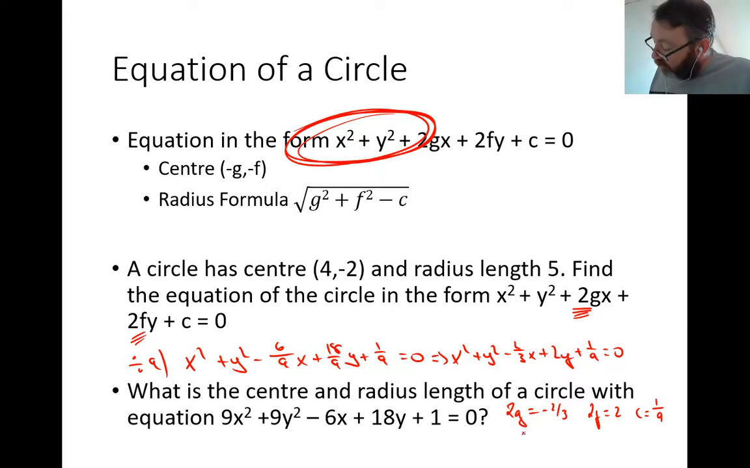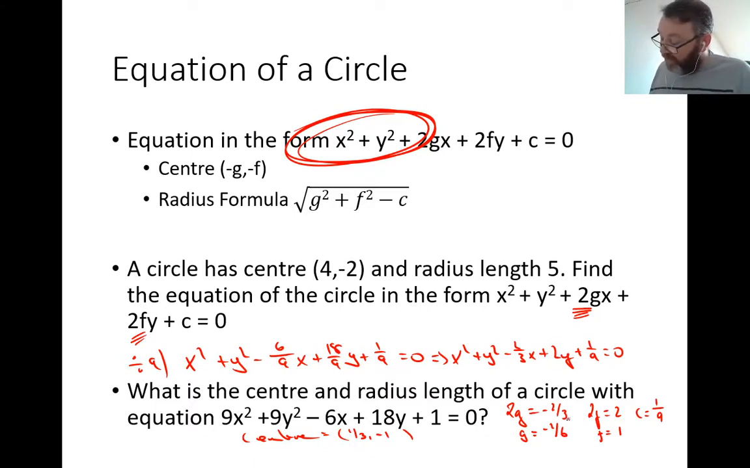So let's work this out. g is equal to minus 2 over 6, because I divide both sides by 2. f is equal to 1, and c is equal to 1 over 9. So now I have the equation. Now I can write it out. What's the center? The center is minus g, minus f. So therefore the center is equal to minus g, which is a third, minus f, which is minus 1.